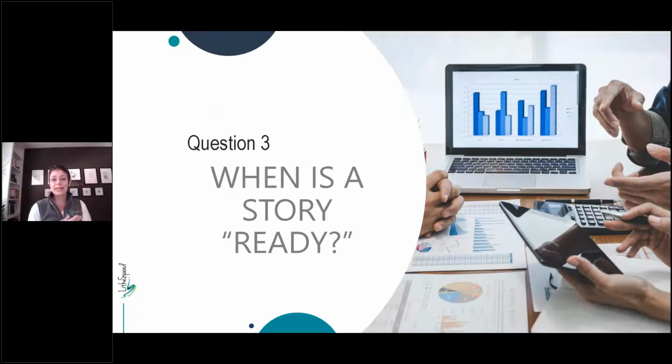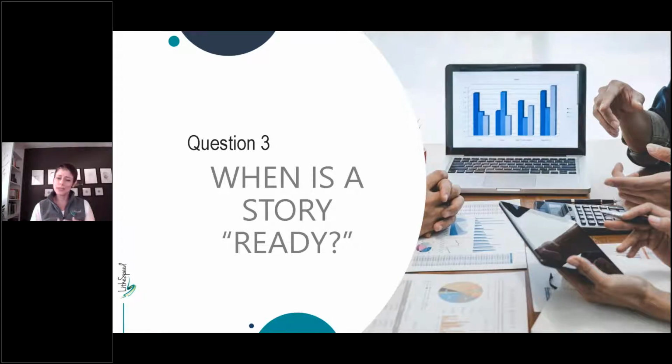So when is a story ready? There's an acronym out there that's very helpful if you haven't heard of it. It's called INVEST. What INVEST stands for is the ways in which you can create a good story. You don't have to be very draconian about it, but it's kind of like a little checkbox.